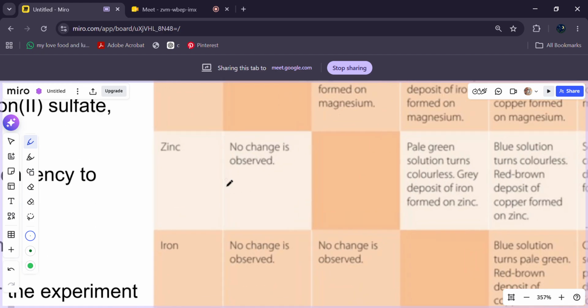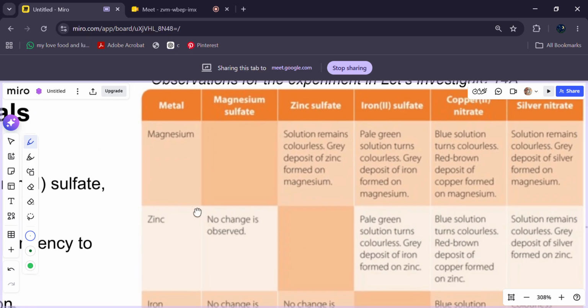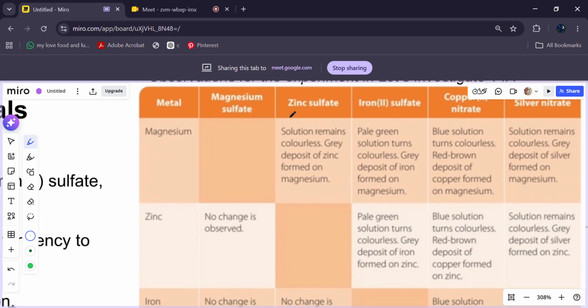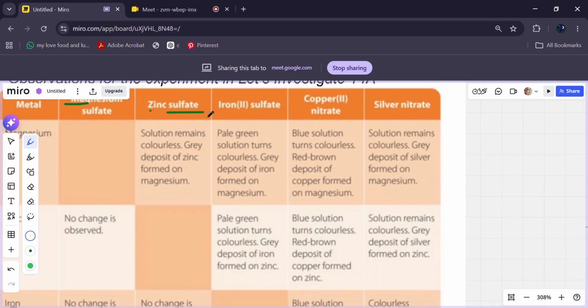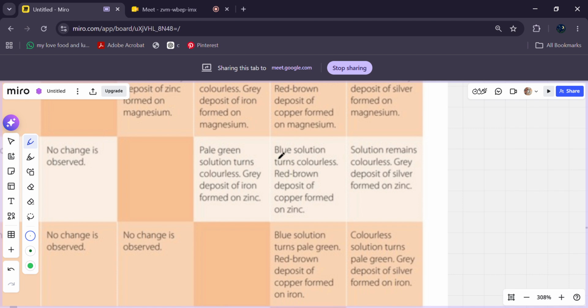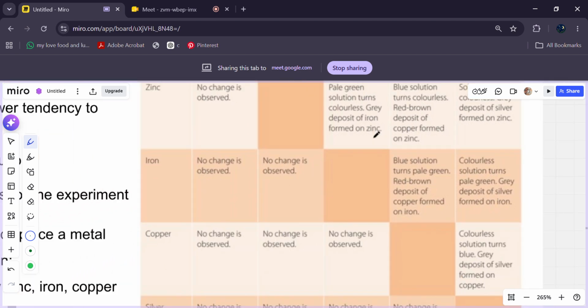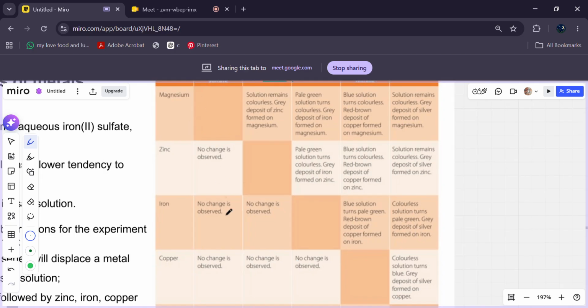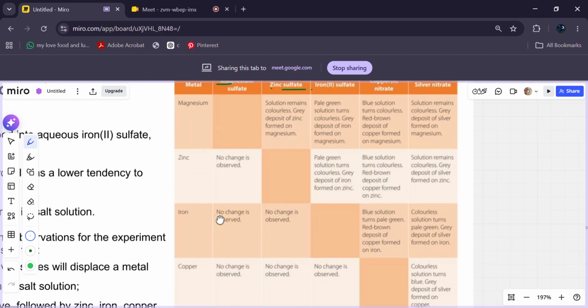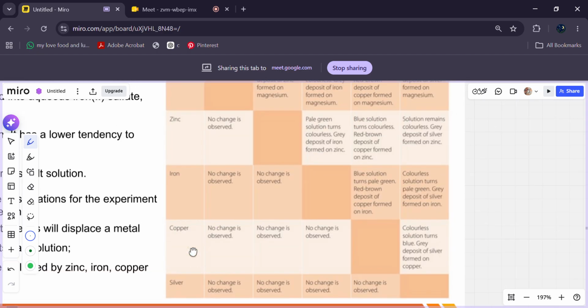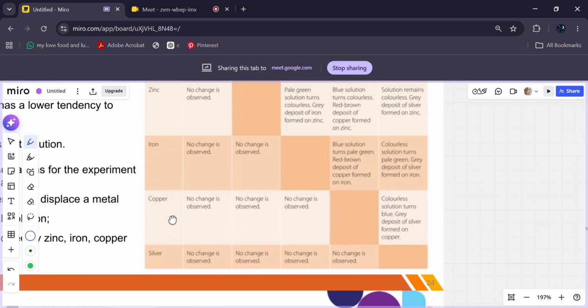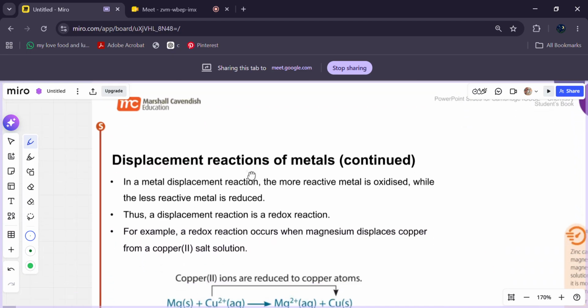Zinc, on the other hand, is the second most reactive metal in this table. It cannot displace magnesium, and it cannot displace zinc either because it's zinc. Why can't it displace magnesium? Because zinc is less reactive than magnesium. But it can displace iron, copper, and silver to form colored compounds. Iron cannot displace zinc or magnesium because it's less reactive. Copper cannot displace magnesium, zinc, and iron, and silver cannot displace any of them at all. No change is observed.